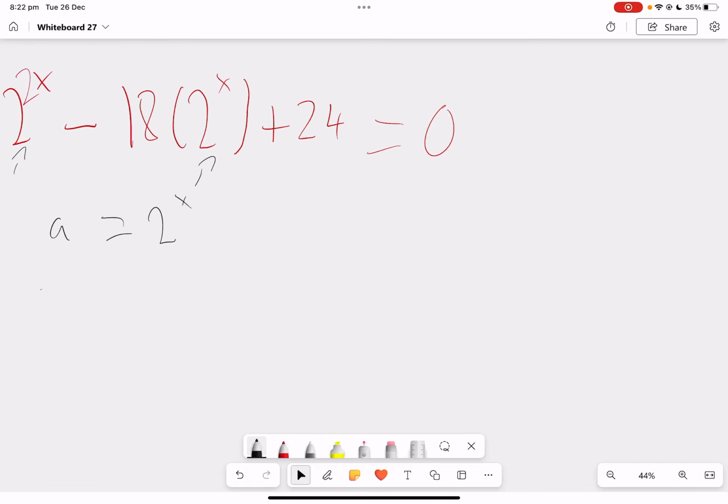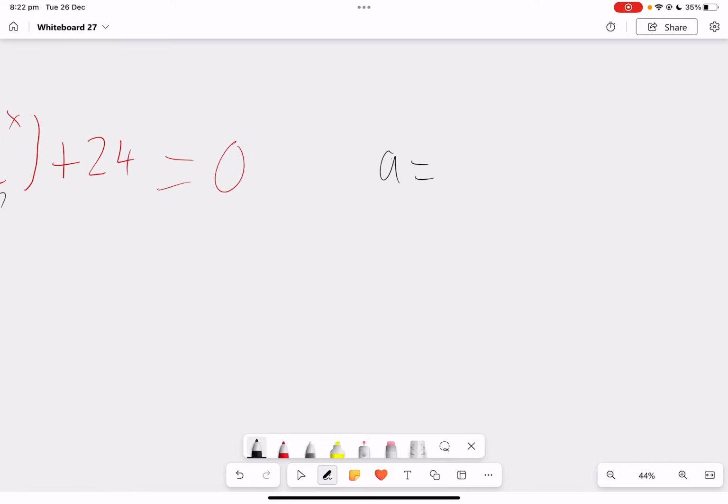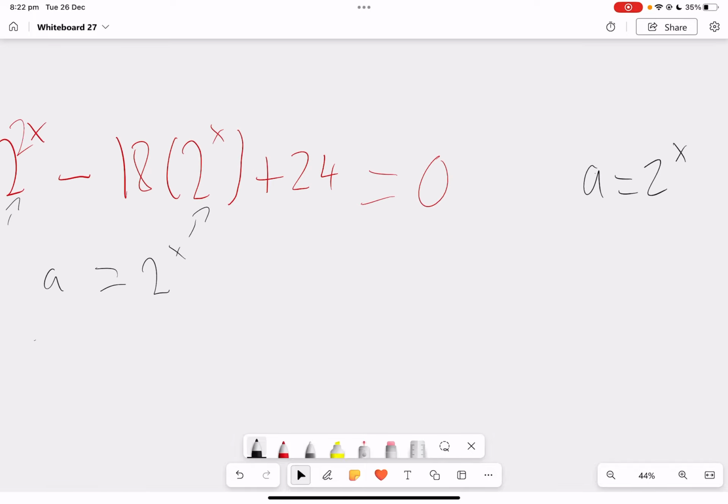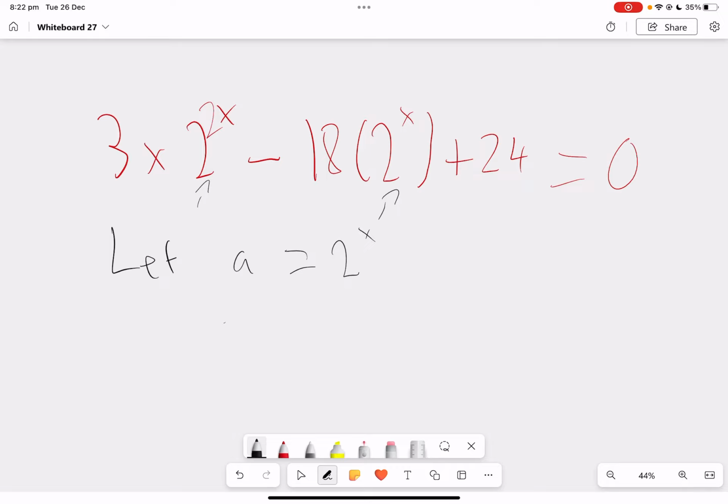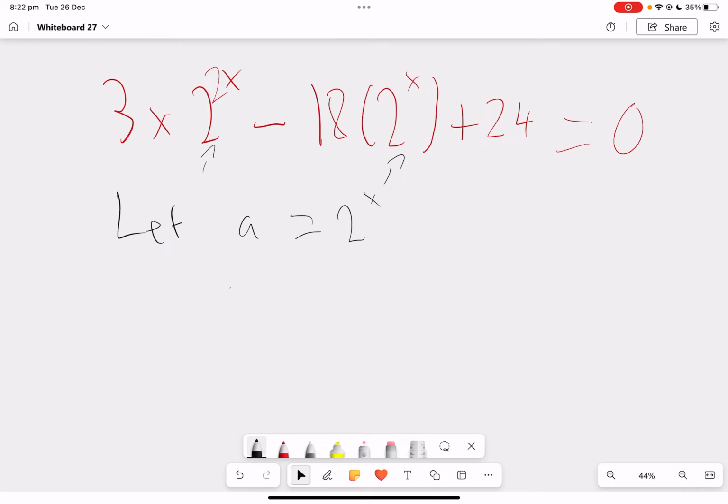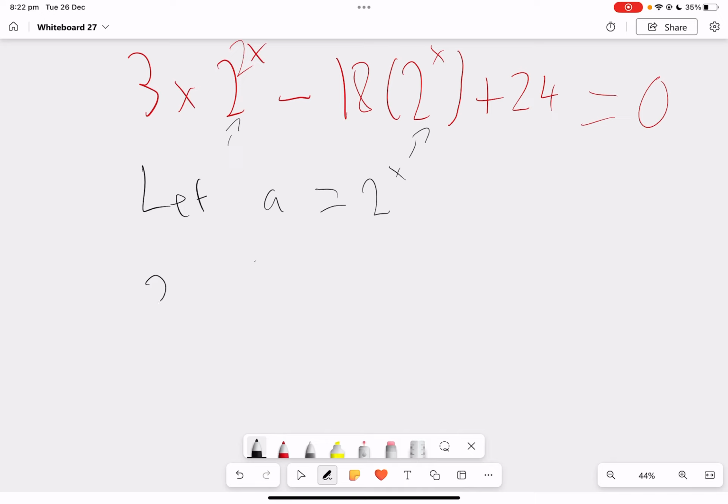And this is important, so I'm going to write it up here. A is equal to 2 to the power of x. This is important because we're going to be subbing in a when we see 2 to the power of x. Okay? So let's do this. 3 times 2 to the power of 2x. Remember, 2 to the power of x is a. So this will actually be a squared.